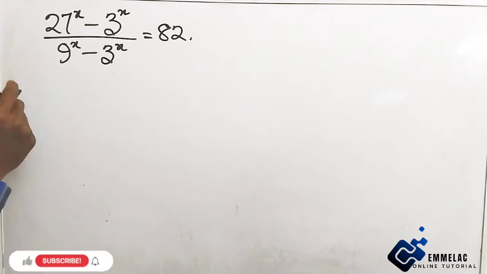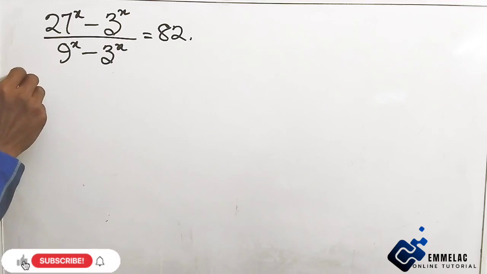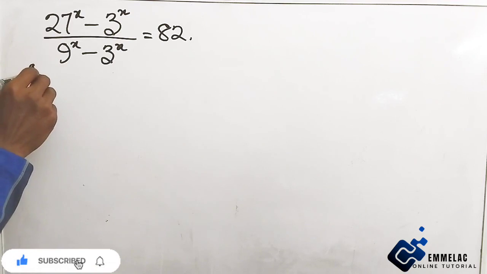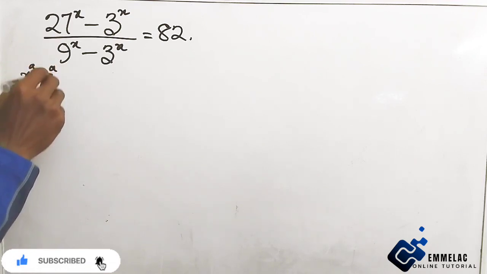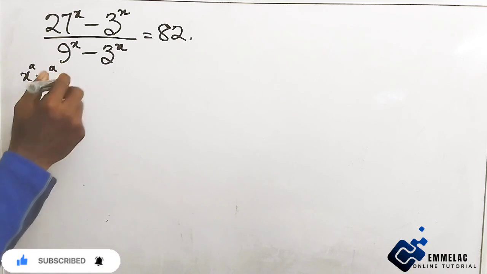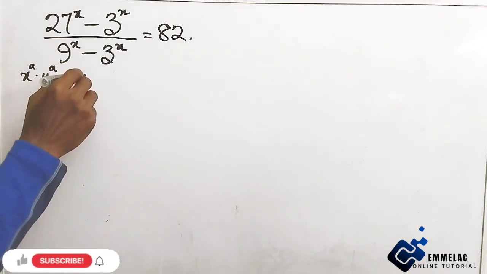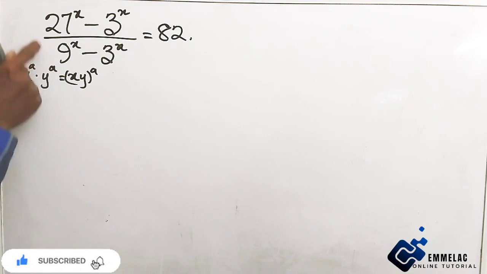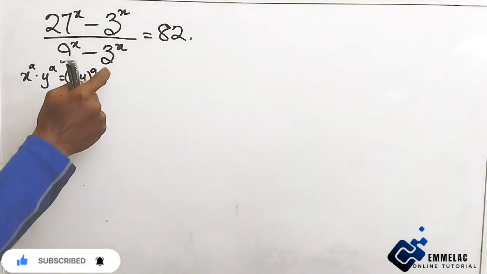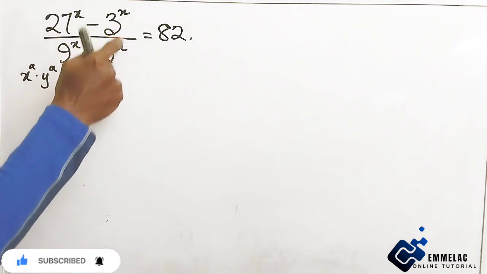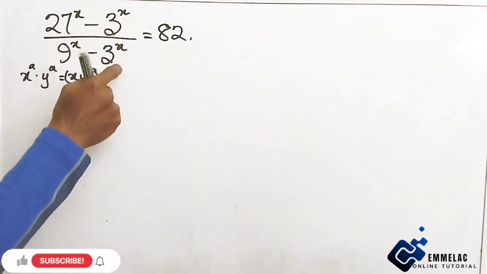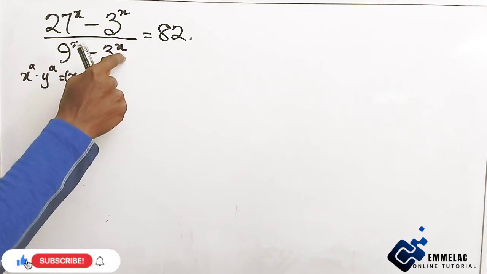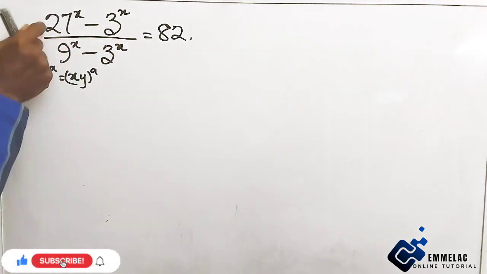Now let us recall in the law of indices, when we have x raised to the power of a times y raised to the power of a, this will give you xy all to the power of a, right? Okay, so let us apply this rule. Since we know that here we have the smallest base of 3 raised to the power of x, let us carve this out.